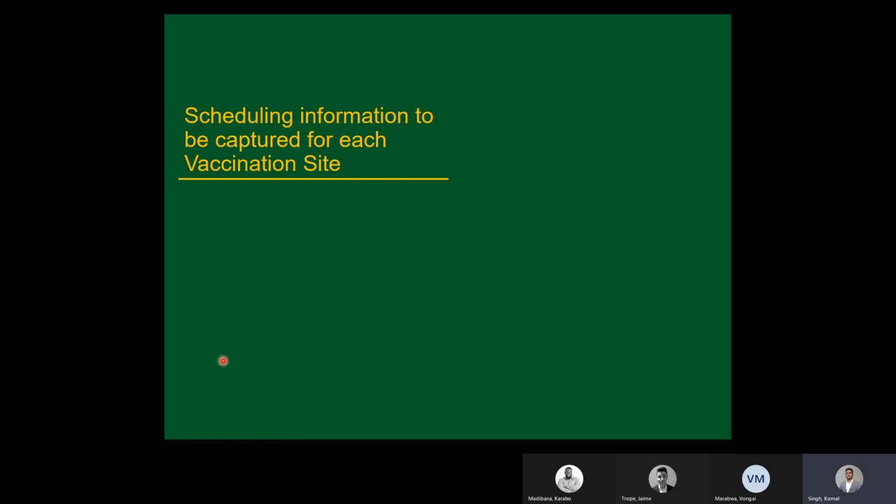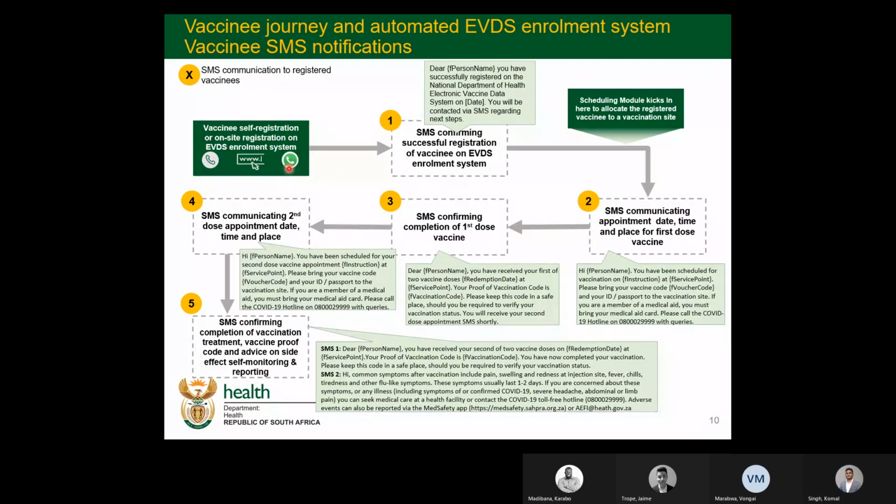So this information is basically the scheduling information to be captured for each vaccination site. I'll go on to the next slide to show you. So before we continue to that slide, we'll talk about the vaccine journey and the automated EVDS enrollment system, how the vaccinee receives their SMSs. Please note that SMS communication is sent out to registered vaccinees. The registered vaccinees either self-register through the various channels such as USSD, WhatsApp, or the web application, or through on-site registration on the EVDS enrollment system.